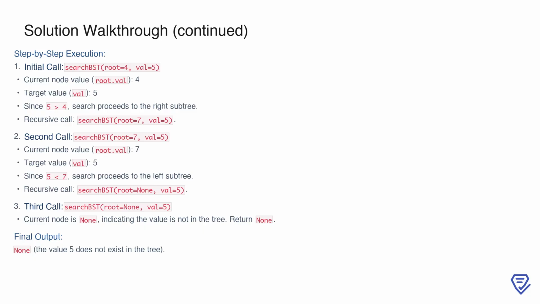At this point, 5 is less than 7, so the search proceeds to the left subtree. However, the left child of 7 is none, indicating that we've reached the end of a path without finding the target value. The algorithm returns none at this point, signifying that the value 5 is not present in the tree. The final output for this example is simply none.